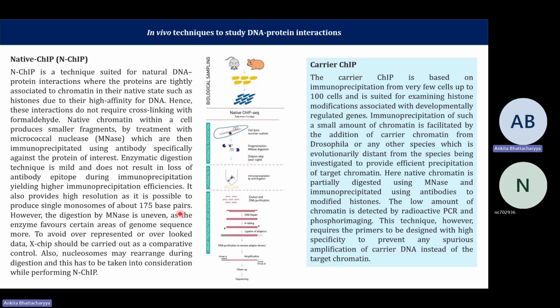And so you can get very tight fragments. However, the digestion can be uneven as enzymes can favor certain regions of the genome sequence, and as a result, you can get biased results. And to avoid such overrepresentation of sequences or overlooked data, comparison should be made with X-ChIP also. Additionally, nucleosomes can rearrange during digestion, and that also has to be taken care of if you're performing native ChIP-seq. So this is just an example of this method.